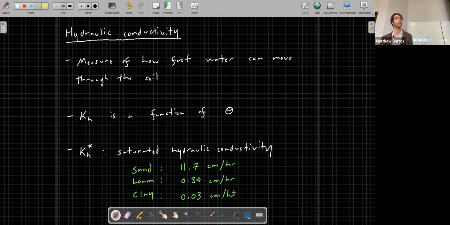And again, these vary a lot from soil to soil, so don't take these particular values as being the only ones. But there's a very big difference between different types of soil and their hydraulic conductivities. Okay.